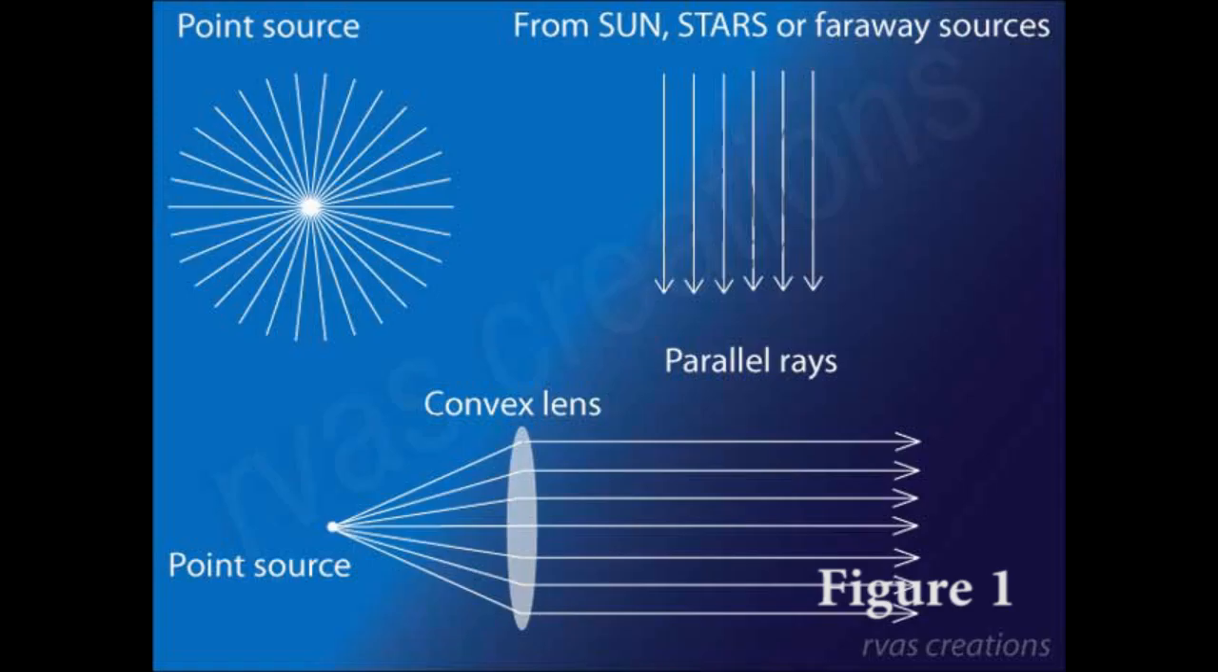For this, we need a source of light. The source can be a point source as shown on the left in Figure 1 or a parallel beam of light shown on the right. A point source at a finite distance produces a divergent beam, whereas light coming from a distant source like the sun or stars is a parallel beam. As shown in Figure 1, in subsequent sections we will see that a convex lens can be used to convert a diverging beam into a parallel beam.